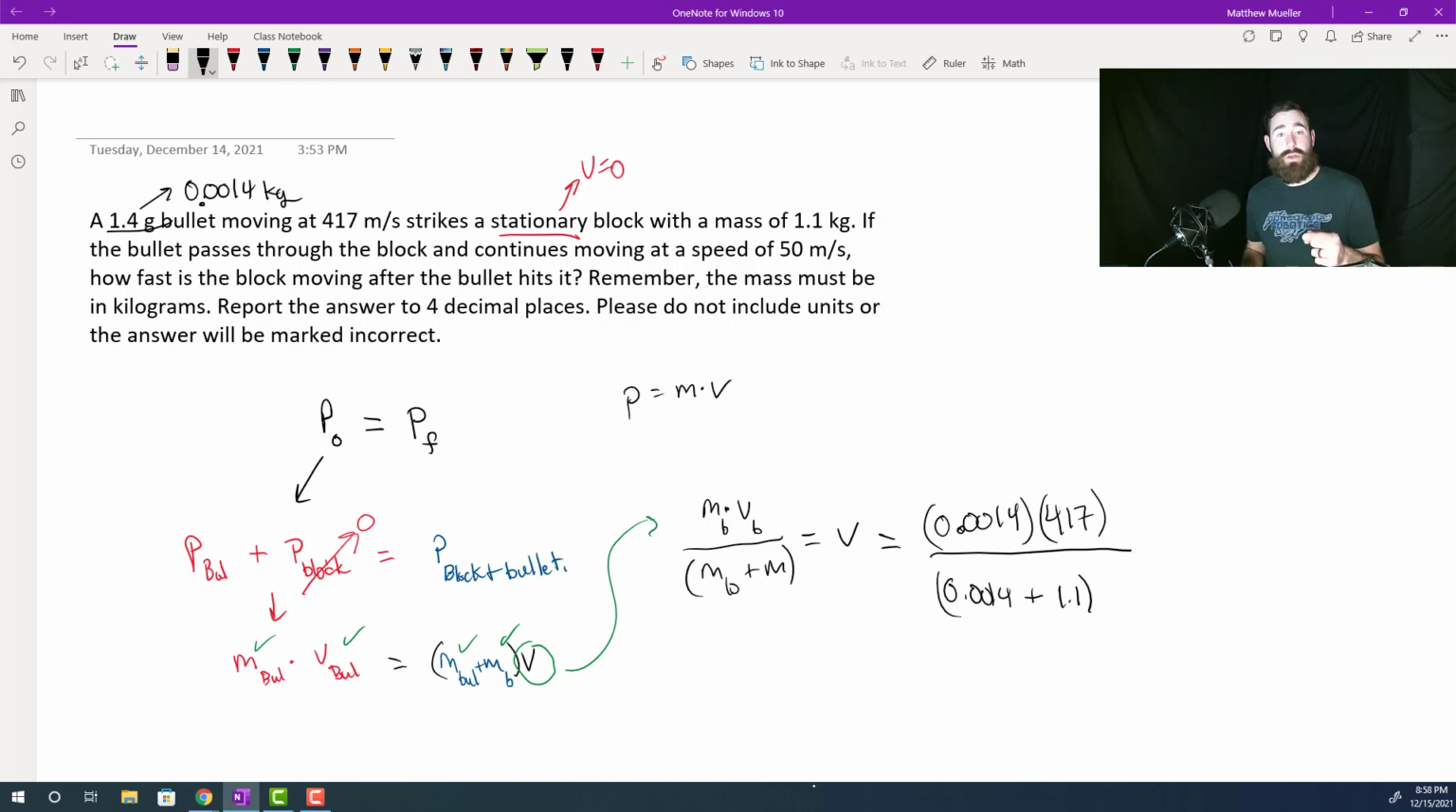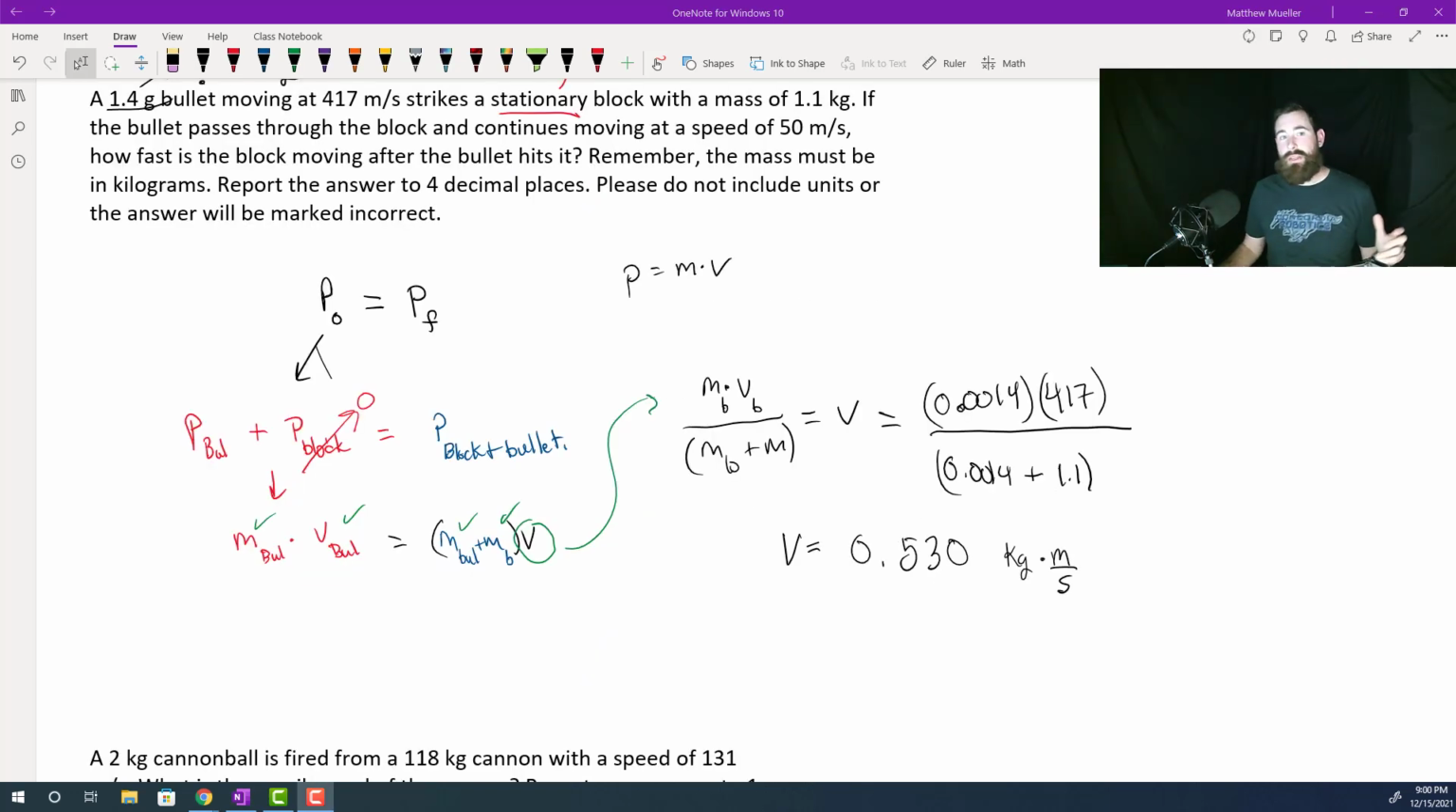So I'm going to pause the video here. Go ahead and punch that in. See if you get the value I'm going to get. I'm going to be back in 3, 2, 1. Bam! And there we have it. We have 0.530 kilogram meters per second. Booyah. Let's do this. Moving on.